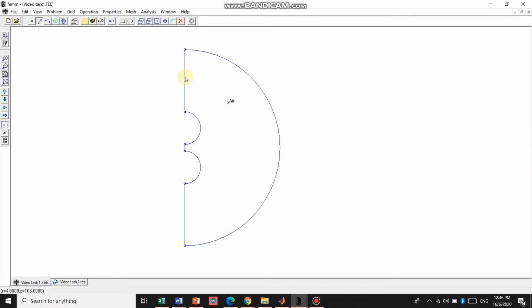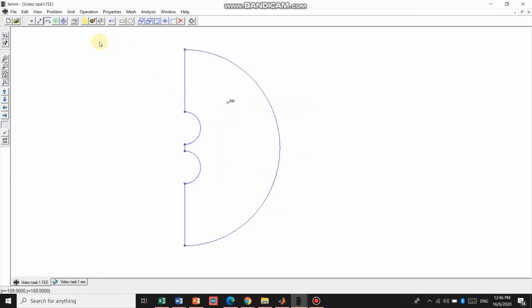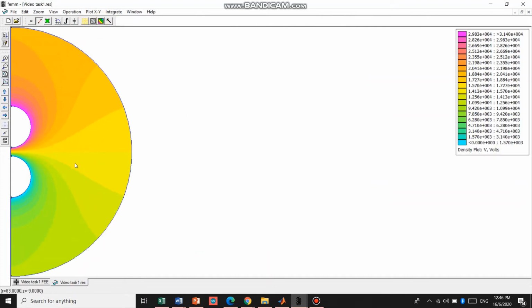Now we will define each line as the 0 boundary. Then the upper arc will be defined as 31.4 kilovolt. The lower arc is grounded and the boundary arc is open BC. To simulate, we create the mesh and then turn the crank, and this is the result.